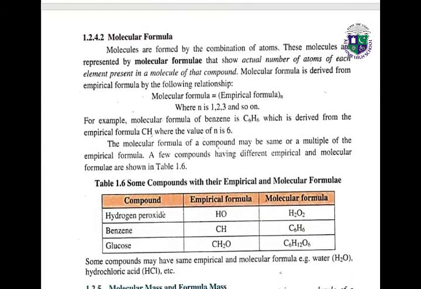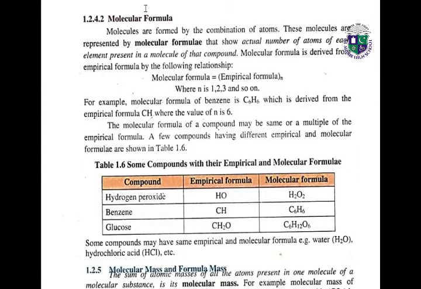Next we have molecular formula. Molecules are formed by the combination of atoms. These molecules are represented by molecular formulae that show the actual number of atoms of each element present in a molecule of that compound. So molecular formula is derived from the empirical formula, where n is equal to 1, 2, 3 and so on.